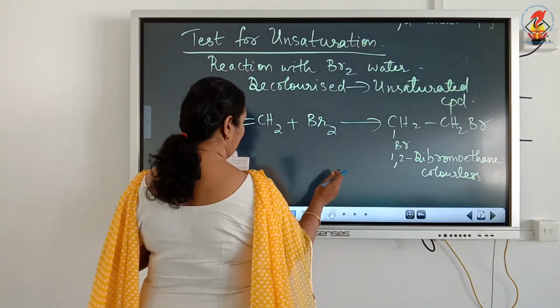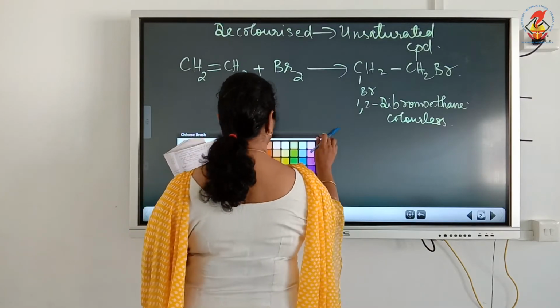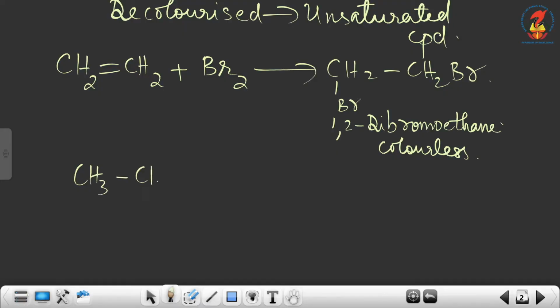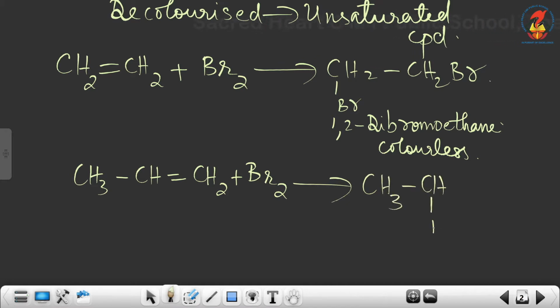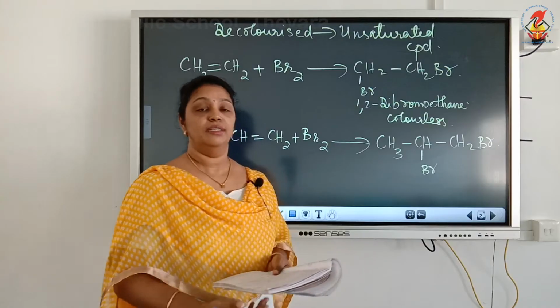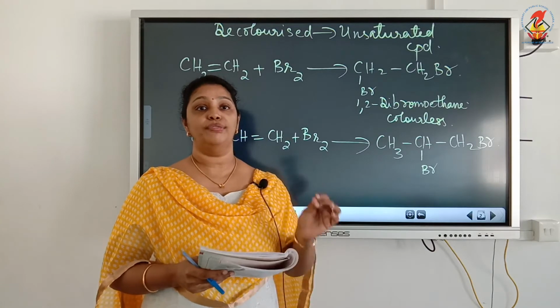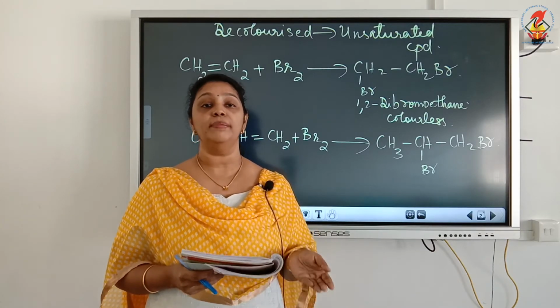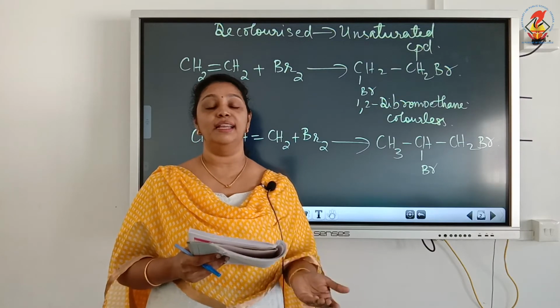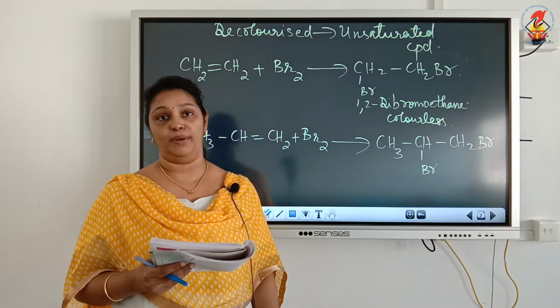Now, next I can write example with propene. CH3, CH, double bond CH2 plus Br2. Double bond breaks and bromine adds to double bonded carbon. So CH3 single bond CHBr single bond CH2Br. This is 1,2-dibromopropane. So this is a test for unsaturation, that is reaction of the compound with bromine water. If the bromine water gets decolorized, then we say that it's an unsaturated compound.